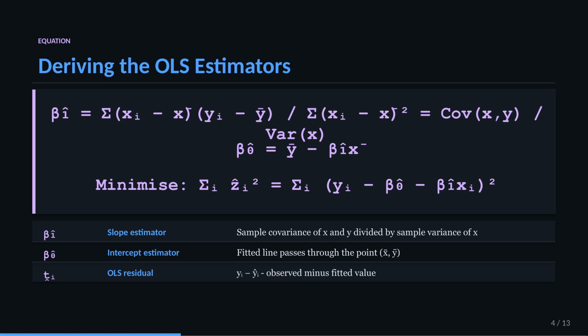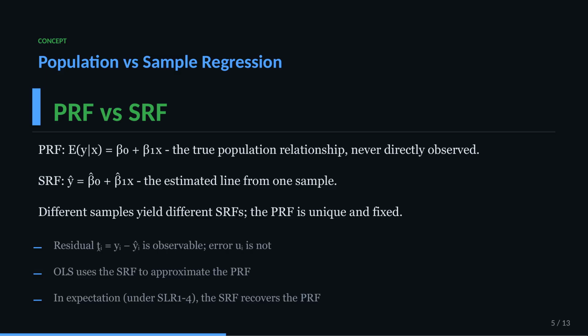It is also important to separate the population regression function from the sample regression function. The population regression function is the true conditional mean relationship, E of y given x. The sample regression function is the fitted line we get from one particular sample. Different samples produce different fitted lines, because the estimates vary from sample to sample. Beta 1 is the true population parameter. Beta 1 hat is the estimate from the sample in front of us, and the error term u is not the same as the residual e hat. The error term is unobserved. The residual is observed after we fit the line.